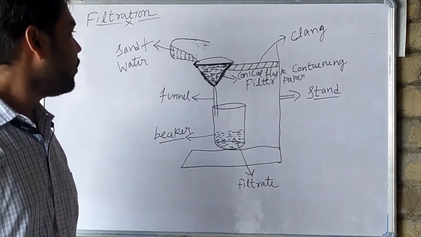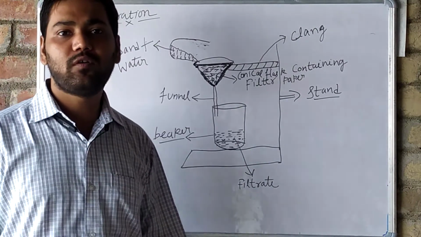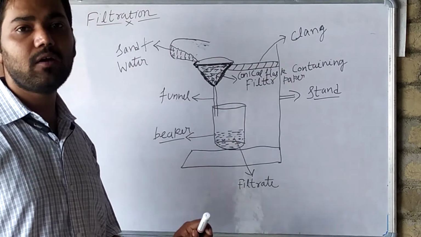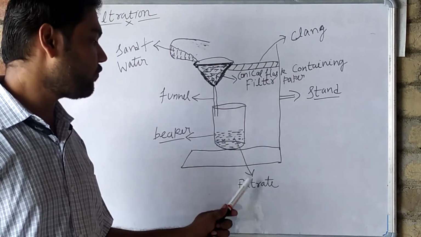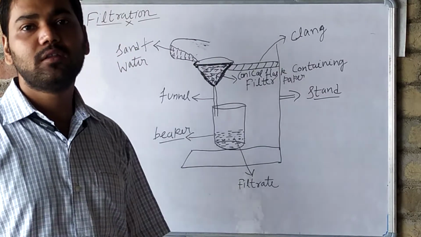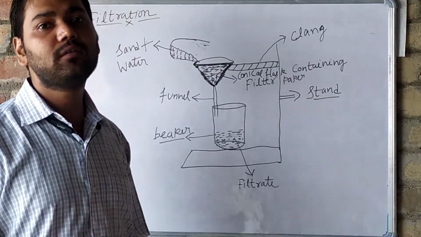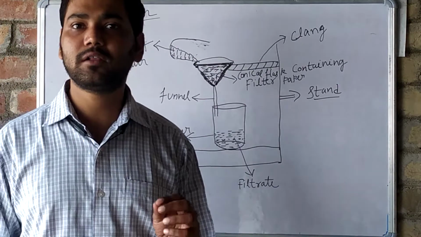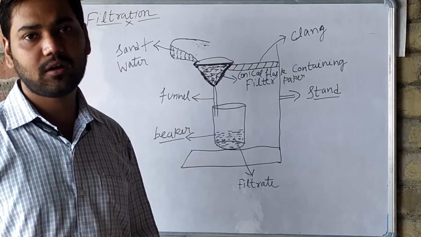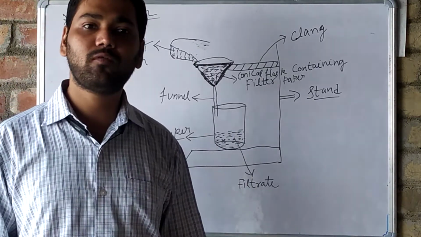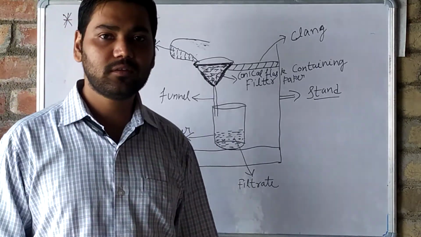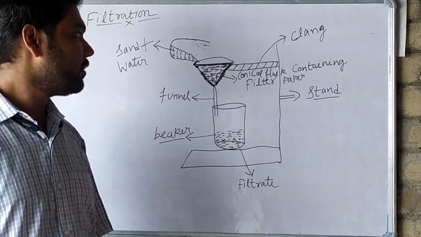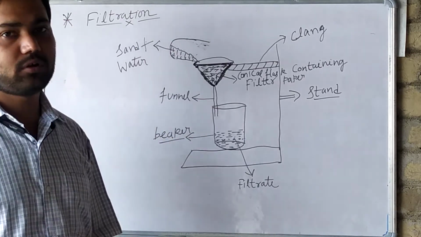So this process is known as filtration. The collected water is now the filtrate. Filtrate means the liquid is now in its pure form. It doesn't have any particles of sand in it. That pure liquid is known as the filtrate. So this is the whole setup of filtration, and by this we can separate sand from water.